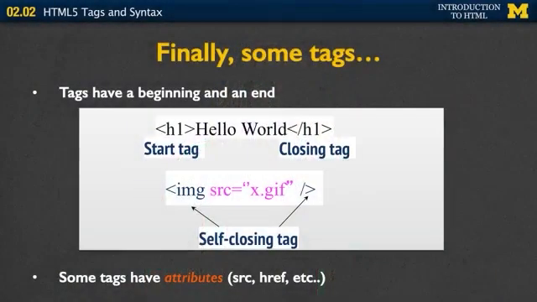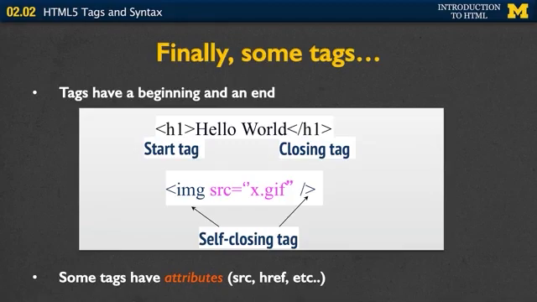Every tag has a beginning and an end. So right here, I'm using what's called an H1 tag or a heading tag to encase the words hello world. The first H1 is my start tag. It just shows the simple tag that I want inside brackets. The second tag, the closing tag, always starts with a slash. This indicates to the browser, oh, she's about to end a tag.